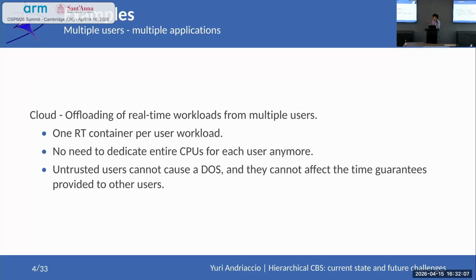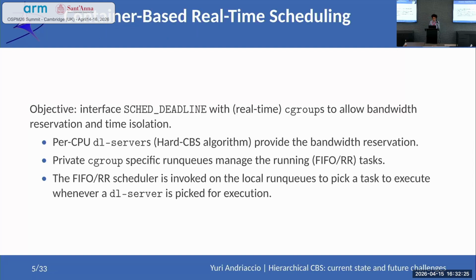Or you can think also about the cloud, where you have multiple users and you have real-time workloads, and no denial of service can be caused by users. So you can guarantee CPU bandwidth to each of the users of your system.